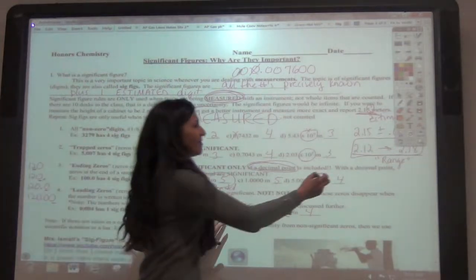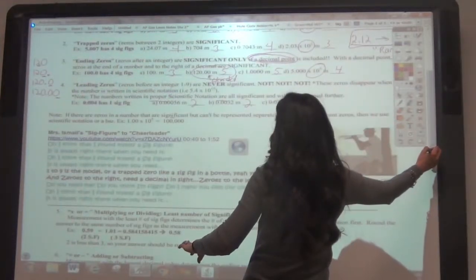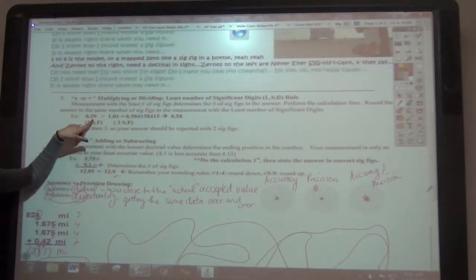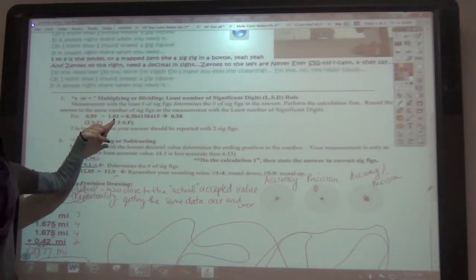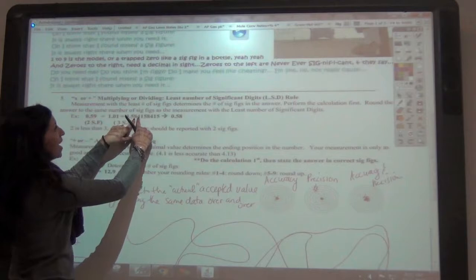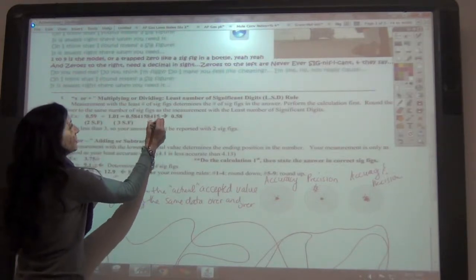So keep in mind that when you're multiplying and dividing, it's pretty simple. All you're going to do is count your sig figs. So this one has how many sig figs? 2, and this one has 3. You round it to the one that's less. So what we're going to do is take our 0.5841 and round it to 2 sig figs.